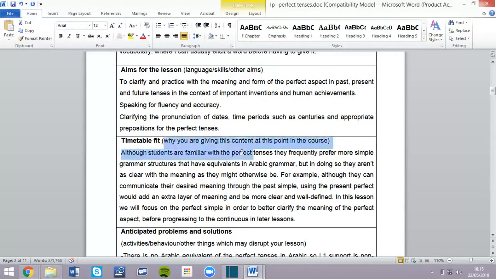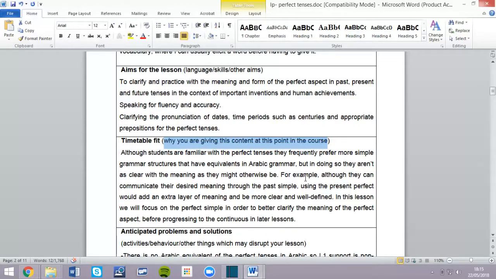We then move into the timetable fit, why you're giving this content at this point in the course. For example, currently I'm teaching an elementary 2 class, and one of the main aims of the whole course is to master the past simple and the uses of the different auxiliary verbs. Now, this follows on naturally and logically from elementary 1, in which they learn the present simple and the similar auxiliary verbs that are necessary there. So you can draw parallels between courses and between classes as well.